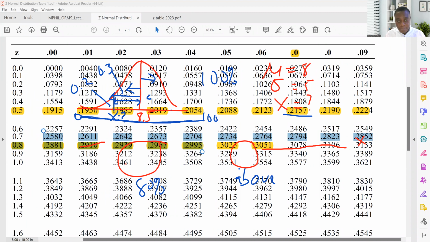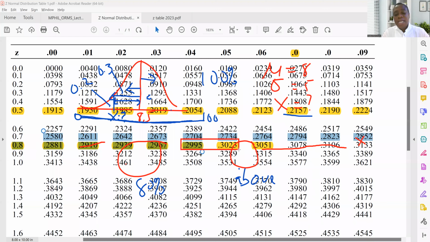0.2995 and 0.3023. Good. So Isaac is saying that the two numbers we have been looking for are what you see here. Just watch, they are here. These two numbers, 0.2995 and 0.3023. The question is, which one is closest to 0.3? Isaac, can you tell me which one is closest to 0.3? I will choose 0.3023. Okay. Because that's what I'll choose.